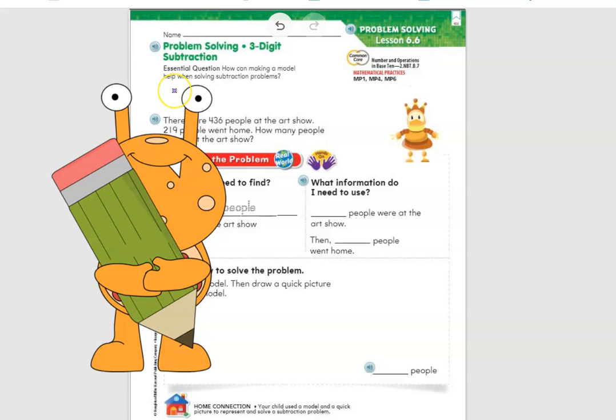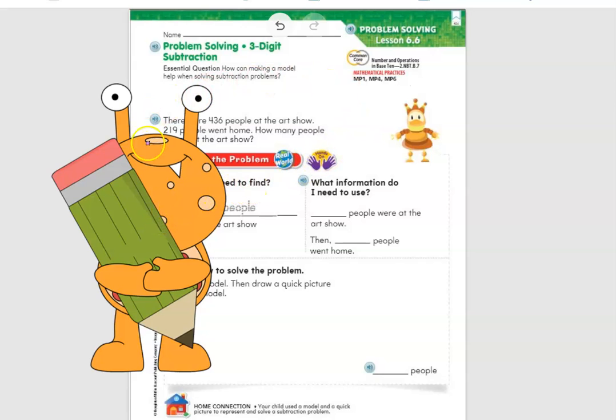So let's start right here. All right, and here's our essential question. How can making a model help when solving subtraction problems? And that's what we're doing. We are going to be really heavily focused this week on models. So I want to see your pictures, and you're going to have a Jamboard assignment this week, as well as some of your Think Central assignments. So make sure you pay attention here. That way you'll be able to continue on after, all right, on your own.